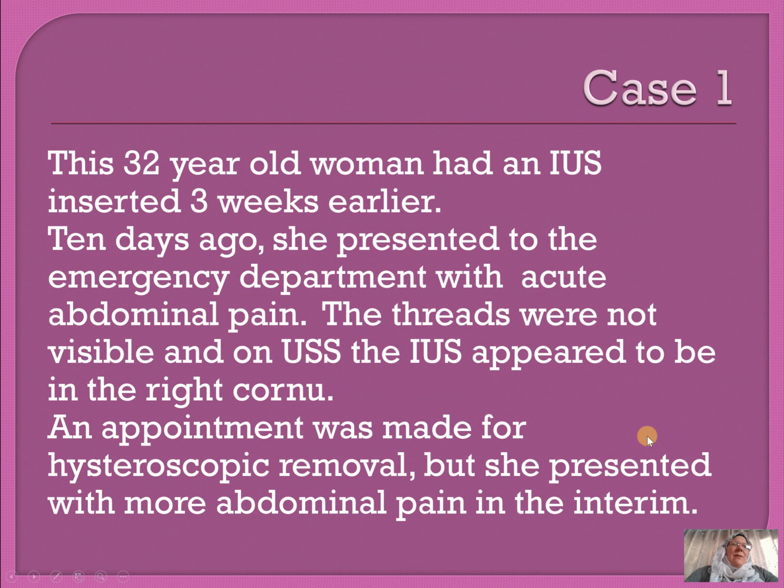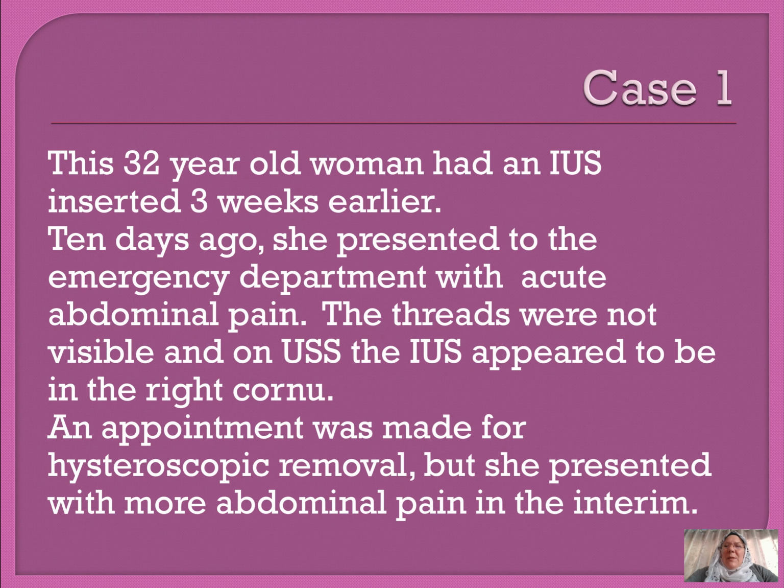Okay, so we start immediately with the first case. This 32-year-old woman had an IUS, or an intrauterine system, inserted 3 weeks earlier. 10 days ago, she presented to the emergency department with acute abdominal pain. The threads were not visible at the time, and on the ultrasound scan, it looked as if the IUS had migrated into the right cornu of the uterus. An appointment was made for hysteroscopic removal, but she presented with more abdominal pain in the interim.